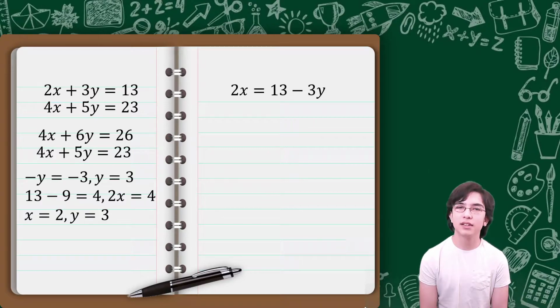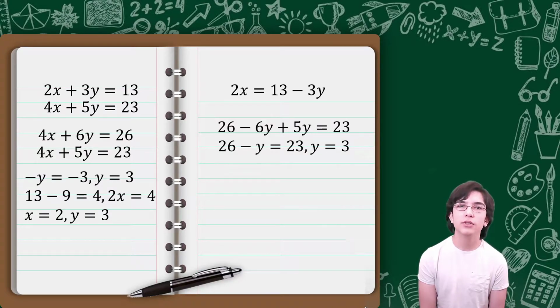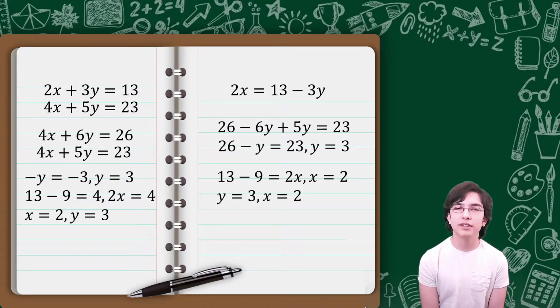The other way of working it out is substitution, so you can put one of the variables on the other side of the equation, and you can say like 2x equals 13 minus 3y. And therefore, in the other equation, 4x must be 2 times 13 minus 3y. So 26 minus 6y plus 5y equals 23. So therefore, 26 minus y equals 23, and y equals 3. And then, of course, you can work out the rest of the equation using the y value.